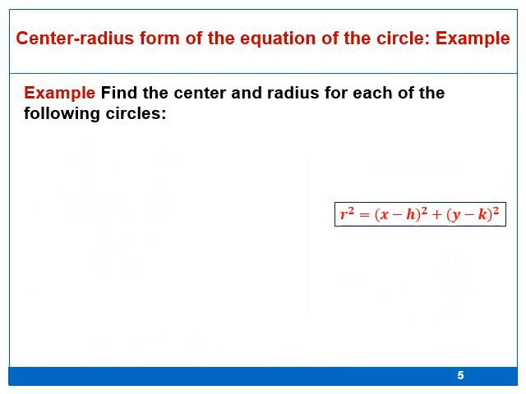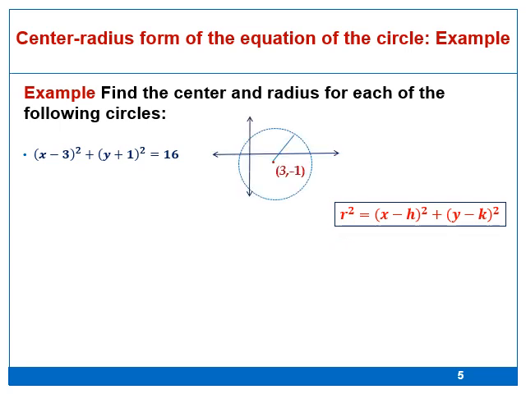As an example, we are required to find the center and radius for each of the following circles. In the first example, we are given x minus 3 all squared plus y plus 1 all squared is equal to 16. If we compare it to the center-radius form of the equation of the circle, we can easily see that its center is 3 and negative 1, and the radius is the square root of 16.